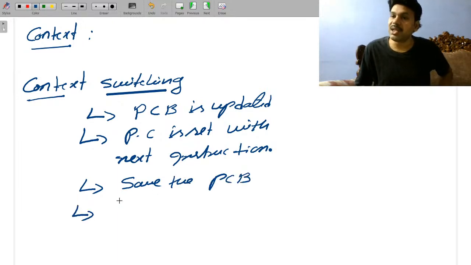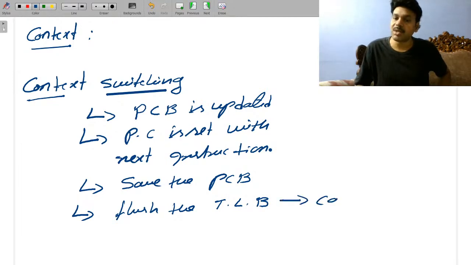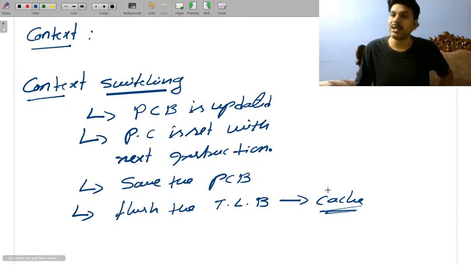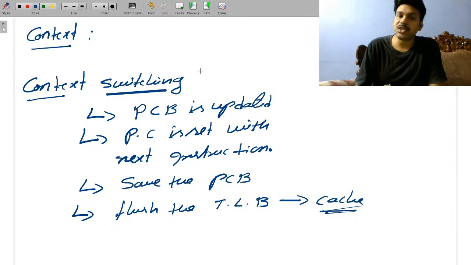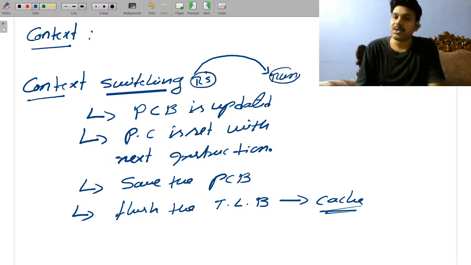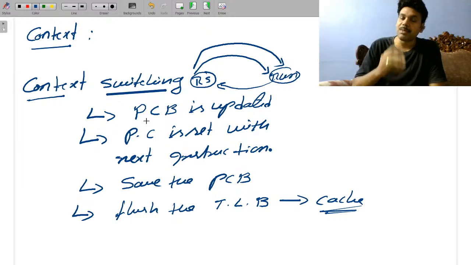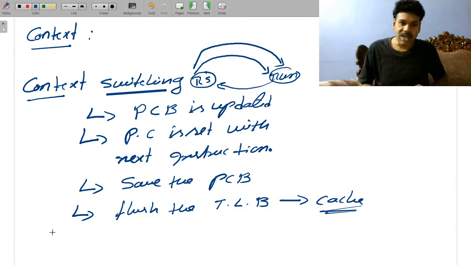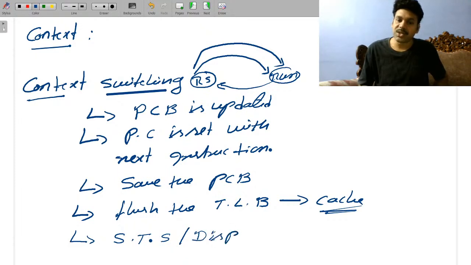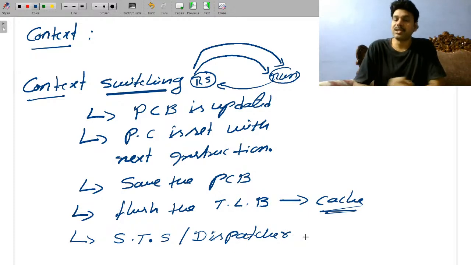The next one is, if there is any TLB, flush the TLB. The translation lookaside buffer, which people sometimes generally call a cache, is going to be cleared. These are the important things you need to take care of whenever you are switching a process between two important states, the ready state and the run state. The process may come back to ready state, and after some time it may go back to run state. We don't want to start from scratch of the program; we want to continue from the point where the suspension happened. Who is going to do this context switching? As I said, the STS, the short-term scheduler, sometimes also called the dispatcher, is responsible for this kind of context switching.